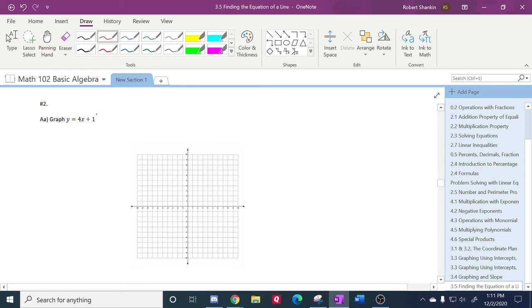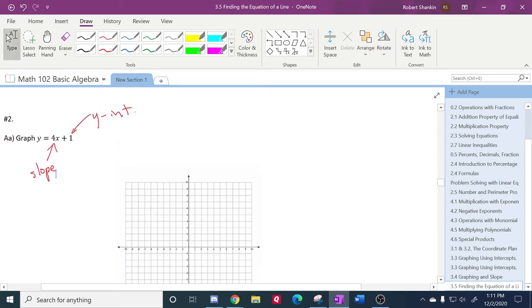Alright, so this is the y-intercept, the y-coordinate of the y-intercept. This is the slope. So I'm going to use those two facts to graph this. Let me blow it up a little bit.